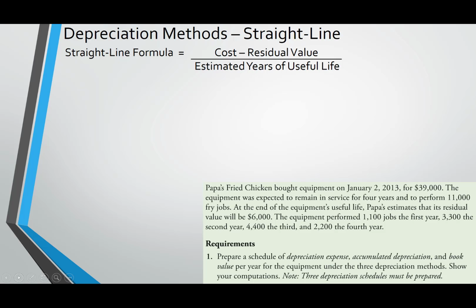We're going to subtract the residual value of $6,000, and we're going to divide that by 4 years. So we see that that comes out to be $33,000 divided by 4 years, and we do that calculation, we get $82.50 per year. So that will be important for us. It will be the same amount of depreciation each year, and that'll be $82.50.